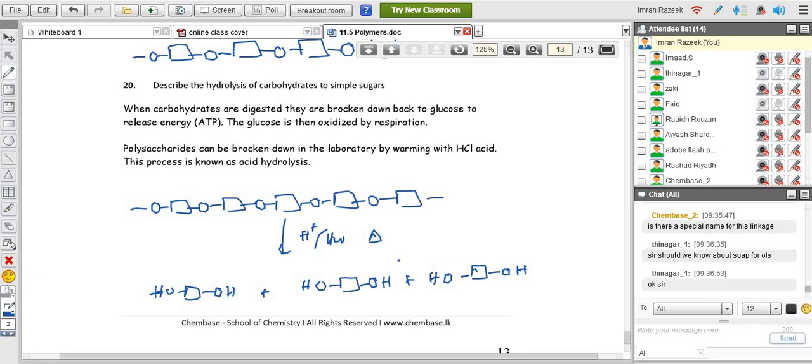So when carbohydrates are digested, they are broken down back to glucose and release energy in ATP form, and the glucose is then oxidized by respiration. Polysaccharides are broken down in the laboratory by warming with HCl acid. This process is known as acid hydrolysis, and you can copy this there.